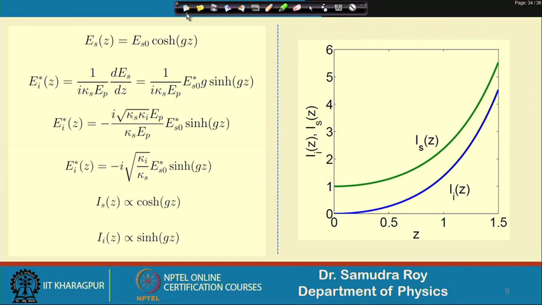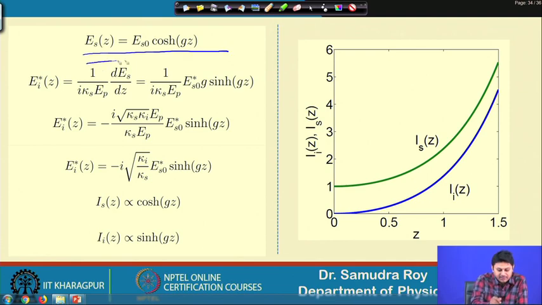Okay. So, as I mentioned, we find what E s is, and E s is E s 0 cosh of g z. That means E s is non-zero at z equal to 0, but with z it can change, it can increase. Once we have E s, then we can also find E I, because E I and E s are related through this equation.